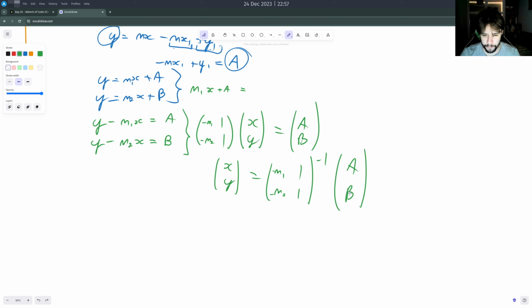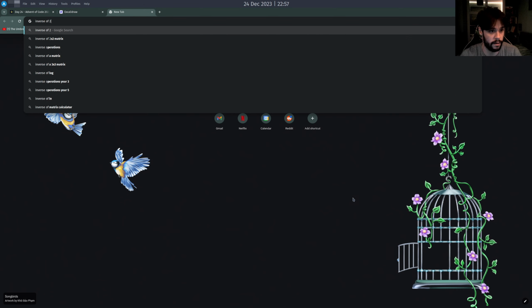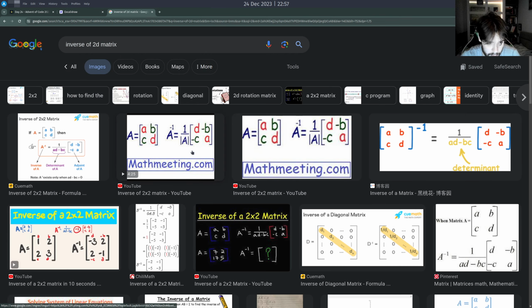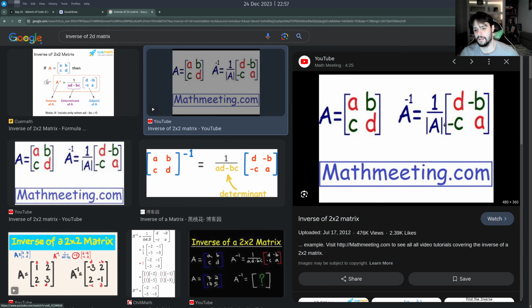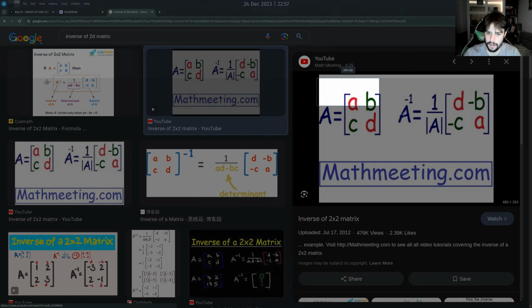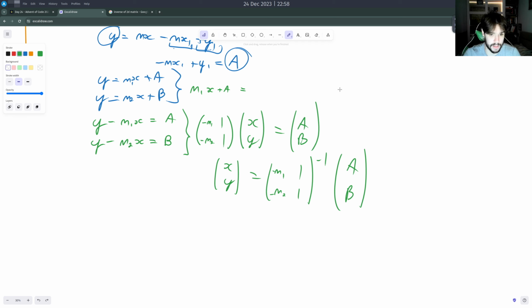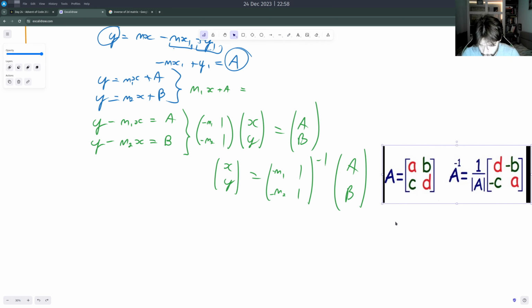Anyways, doing this works for 3 dimensions, for n number of dimensions actually. Oh my god, I don't know if I remember how to solve this. What is the inverse of a 2D matrix? This is something that I don't fully remember. So it is this. Yeah, that seems legit. I think that's right. There we go.